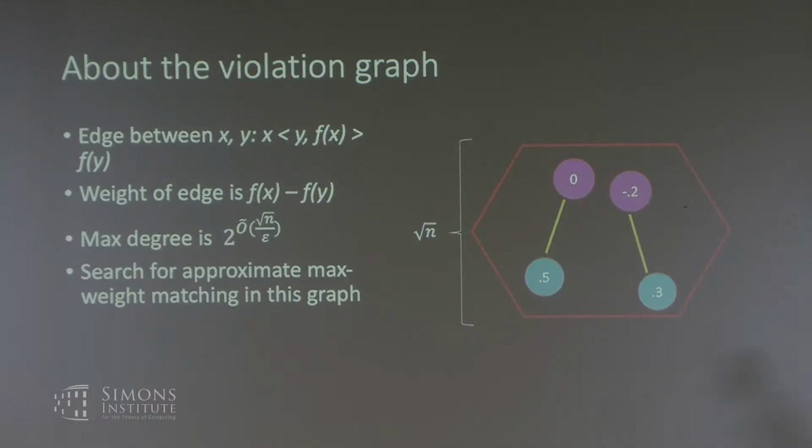And we're also only going to consider vertices that have Hamming weight within square root n times square root of log 1 over epsilon of n over 2. So this is like a 1 minus epsilon fraction of the hypercube, but the degree of the violation graph is 2 to the square root n rather than 2 to the n. This will be important because we're going to run graph algorithms that depend on the degree. And we're going to search for an approximately maximum weight matching in this graph to serve as our witness that we're far from monotone.